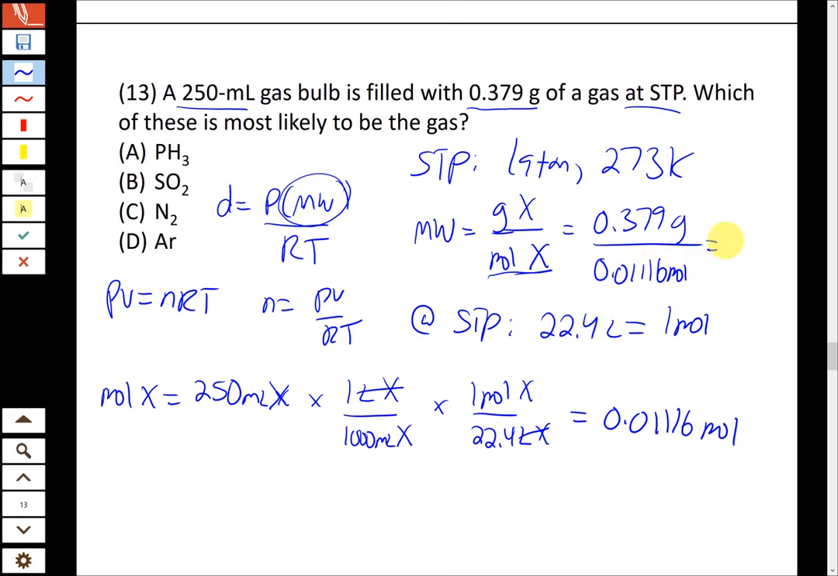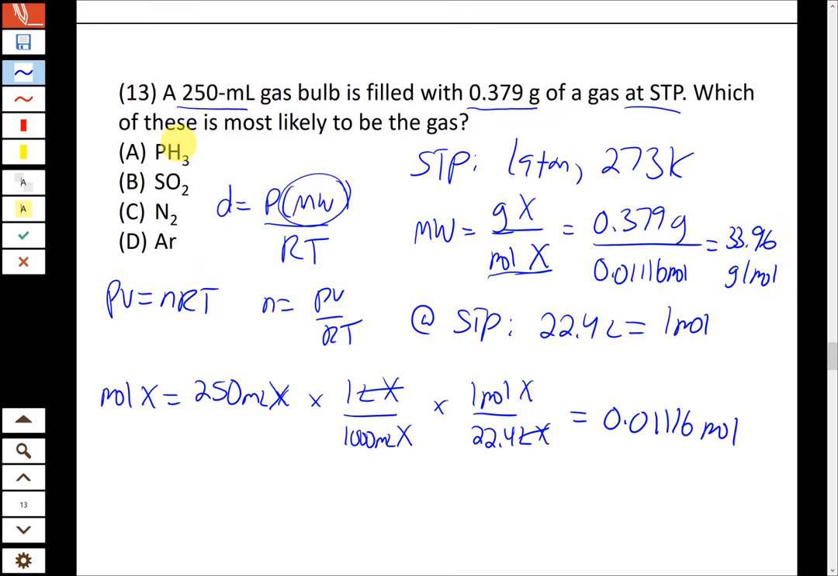And when we divide that out, I have the number here, let me make sure it works out the same. Yep, we get about 33.96. I got a slightly different number when I did it with density, but it's close enough. So 33.96 grams per mole is the molar mass of our unknown gas.